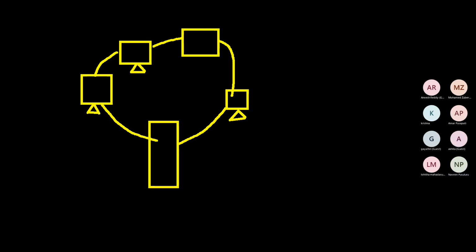So for example, if this particular server wants to communicate with this server, it cannot go in this direction. It cannot go in that direction.